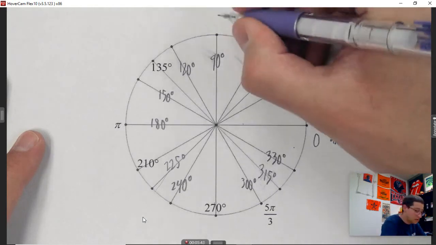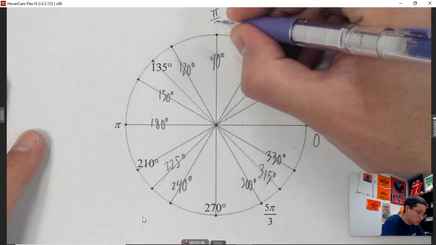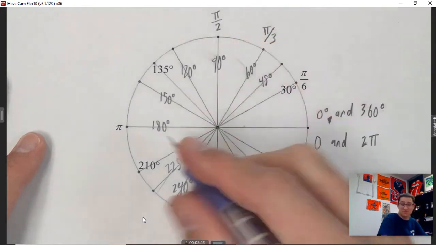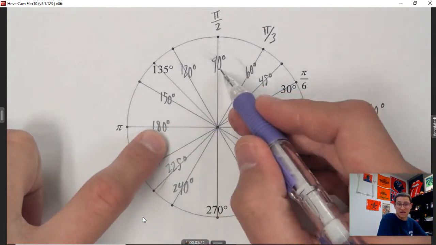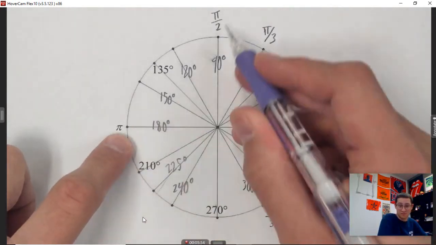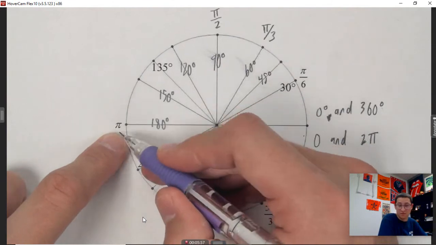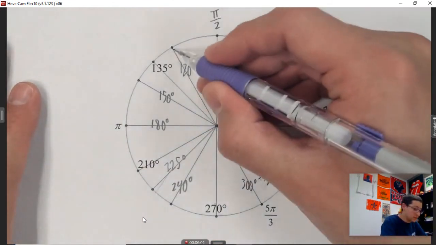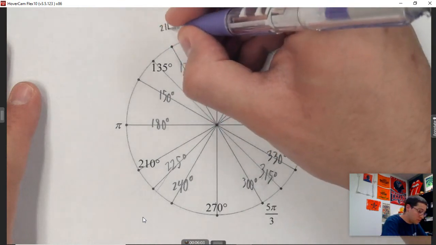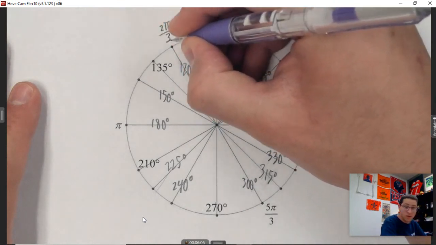3 pi over 6 here, so that is pi over 2. Pi half, and that makes sense, right? Because pi is 180. 90 is half of 180. Half pi is half of pi. Okay? So if we're counting 3 pi over 6, this is 4 pi over 6. 2 pi over 3. 4 pi over 6 though.